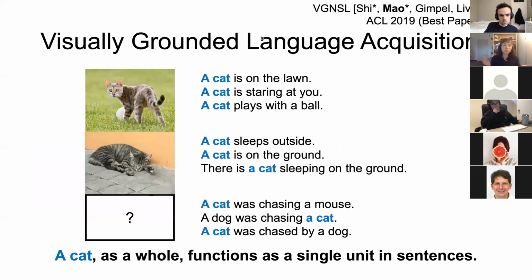And some of them might have nothing to do with the visual grounding. So for example, here, we can also use this knowledge to understand sentences like a cat is chasing a mouse or a dog was chasing a cat.